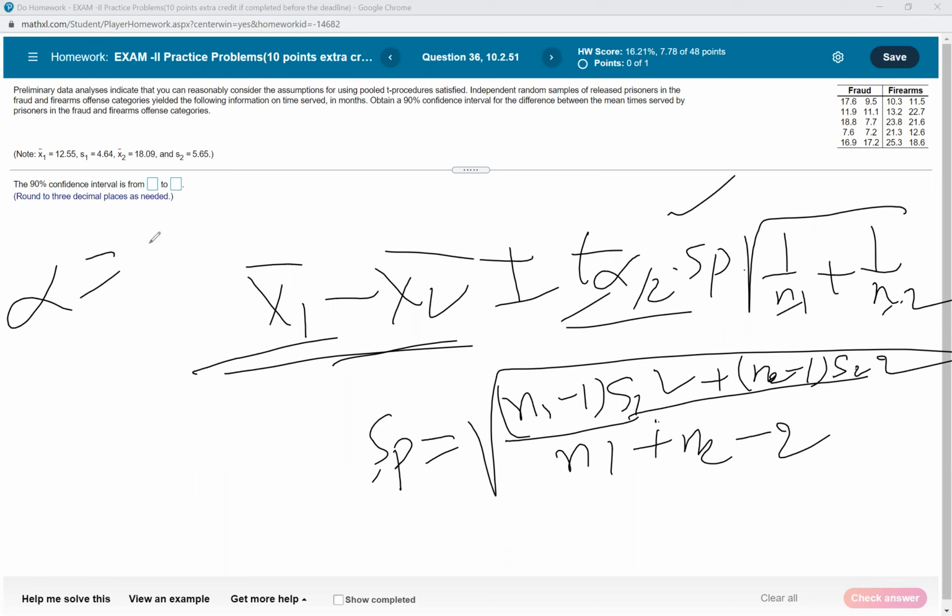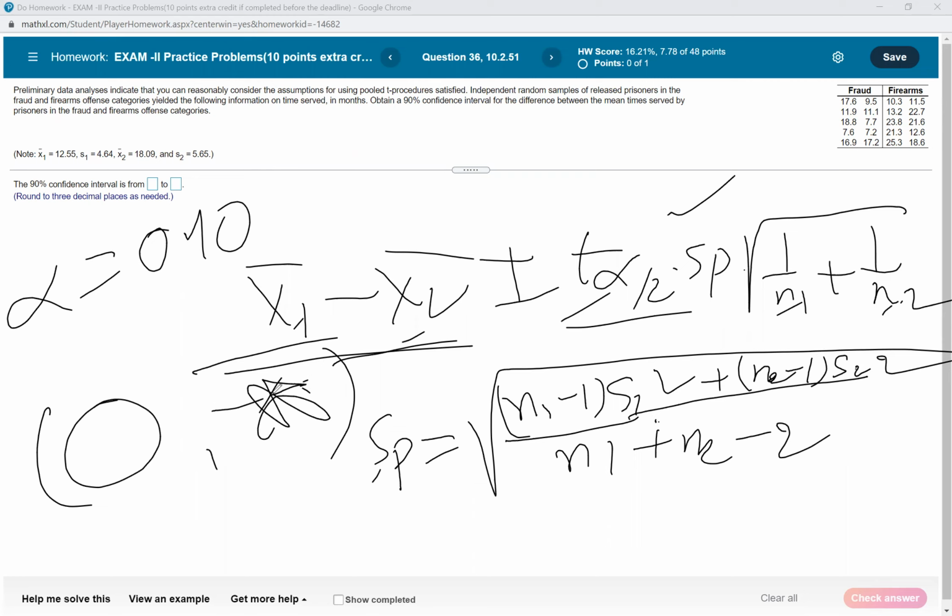Alpha is 0.10, that means 10%. You have x1 bar, x2 bar. Plug in all the numbers and simplify this. After simplifying, you will get a smaller number and a larger number. So you'll get two numbers. The larger number is the upper limit, and the smaller one is the lower limit.